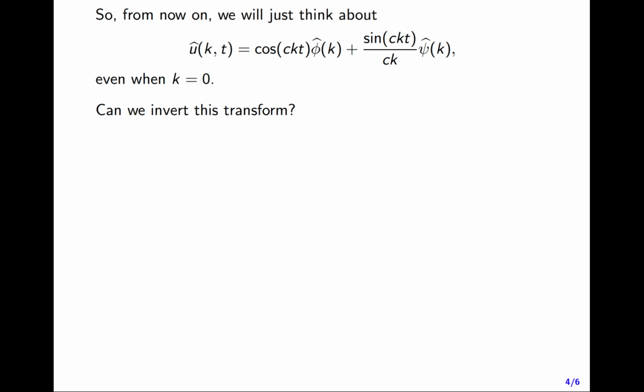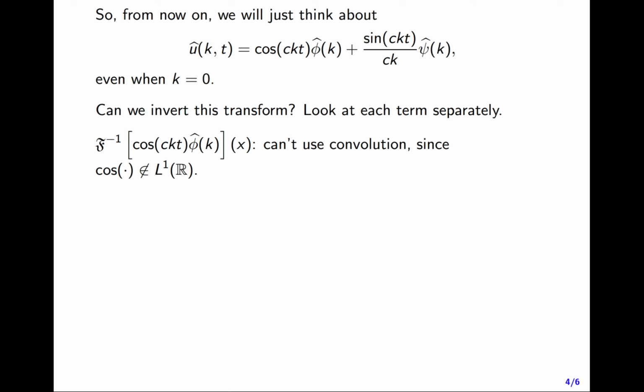So now the question is, can we invert this transform? I know what u hat of kt is for all k. I want to invert it and get back u of xt. So let's look at the two terms separately. What's the inverse Fourier transform of cosine of ckt times phi hat of k? Remember, we're taking the transform's inverse with respect to the Fourier variable k. t and c are now parameters. You can't use convolution here even to get a formal identity because cosine is not an L1 function.